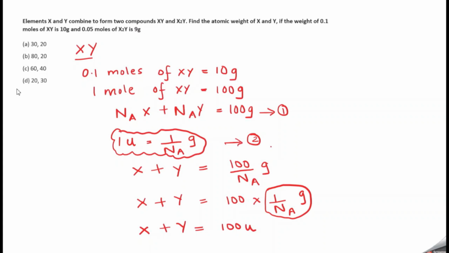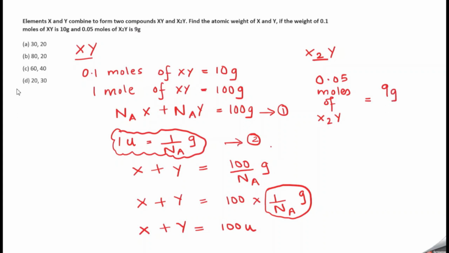Now similarly, going on to the next one, that is X2Y, we will see. So for X2Y, what have they given? They have given that 0.05 moles of X2Y is 9 gram. Okay, so 0.05 moles of X2Y is equal to 9 gram.